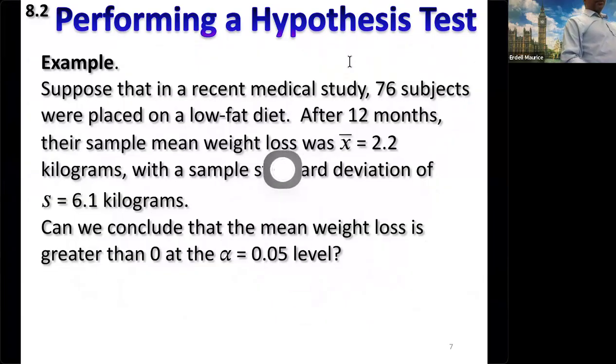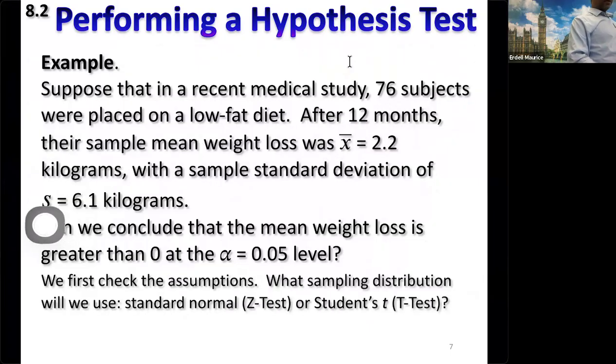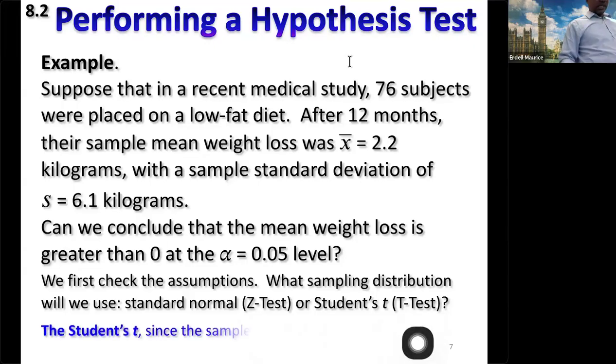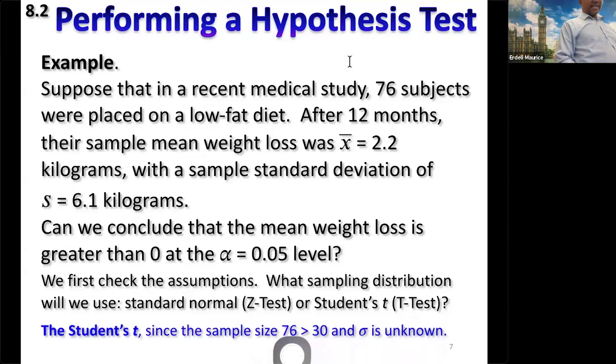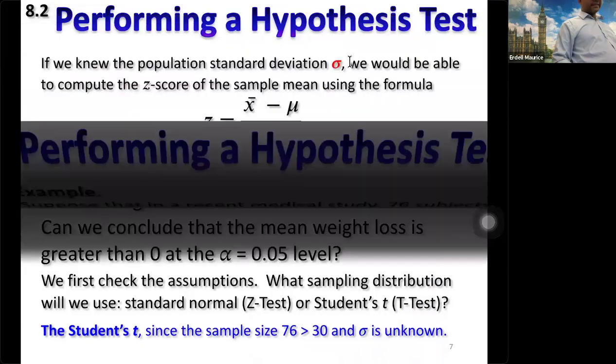If you're doing a medical study, most likely sigma is not known, correct? Because sigma is not known right here, we cannot use the z-test, so we have to use the student t-test. We have the one key thing right here: 76 is greater than 30, and sigma is unknown, and so we're going to be using the t-test. Questions? All right, and so let's go ahead and set this up right here.